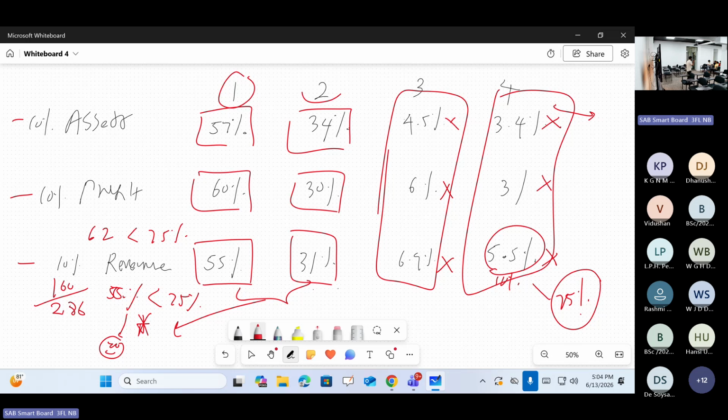If you want to put a statement, put it like this: as per IFRS 8, we considered the quantitative threshold to identify reportable segments.